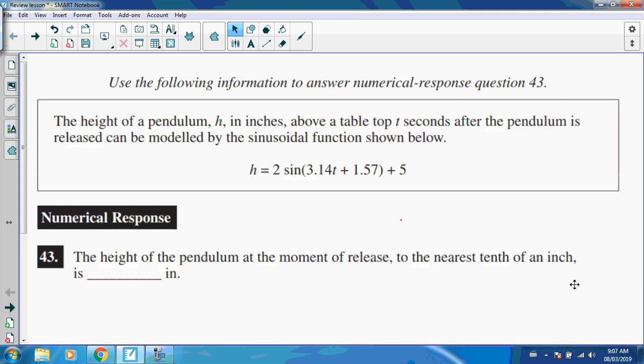So I would pause it here and give this a try, and then when you're ready, I'll go through the explanation.